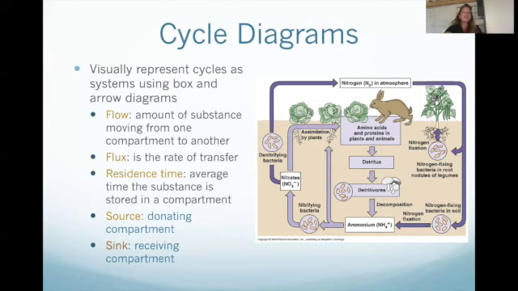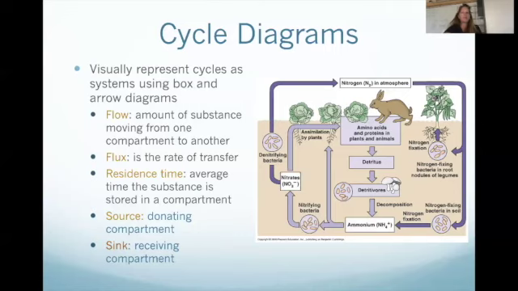We can calculate the rate of flux. This is the rate of transfer from one store to another. And we can also calculate the residence time. The residence time is how long that water molecule is in the ocean. How long does it stay there before it goes to the next store?